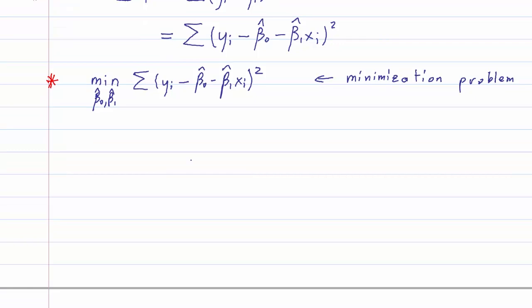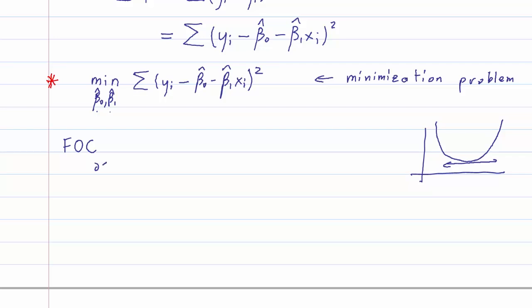And to find the solution, we'll basically need these first order conditions, which is to set the derivatives relative to beta 0 hat and beta 1 hat to 0. So graphically, we basically have a function that's always positive like this because it's a sum of squares, and the minimum is when the derivative is 0. So here we have two derivatives to take, one for beta 0 hat and one for beta 1 hat.